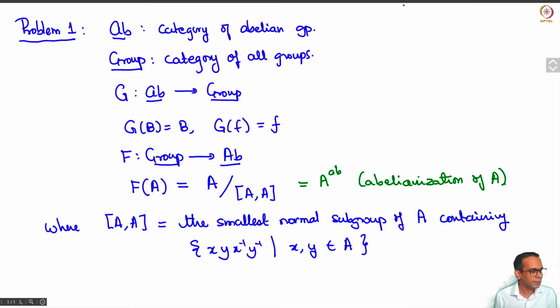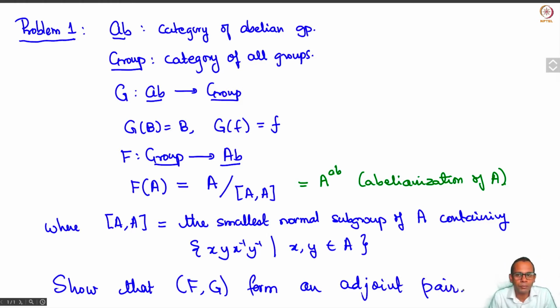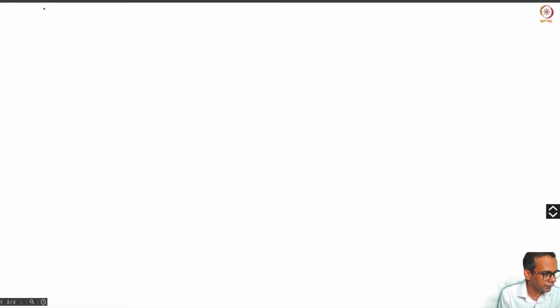Okay, so here's your exercise. Show that F, G form an adjoint pair. So it would be a good idea to pause your video at this point and go back and look at the definitions from the lectures and try to set up exactly what you need to prove in order to establish this, and then do it. If you can't do it, then you can watch me solve it. So here's the solution.